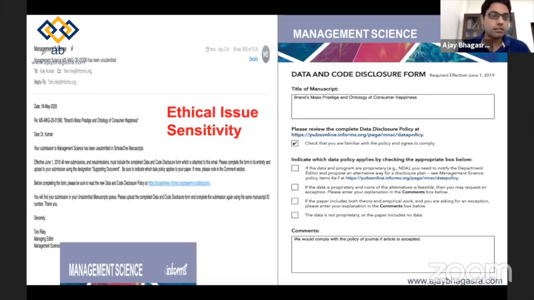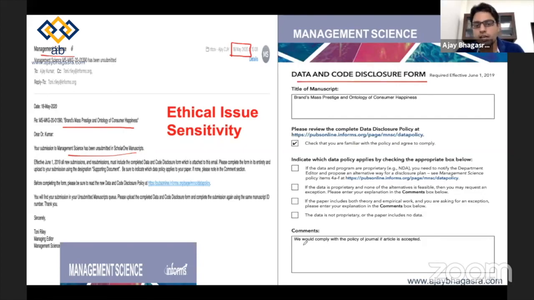Management science. My paper is currently under review in this journal, as recently as 18th May 2020. We sent a paper, Brand Prestige and Ontology of Consumer Happiness. They sent our paper back to us saying that we have to fill in a data and code disclosure form. Unless we do that, they would not send the paper to review.